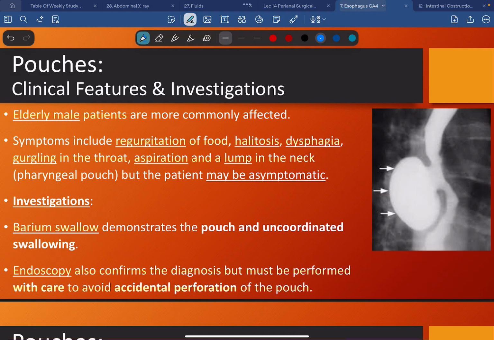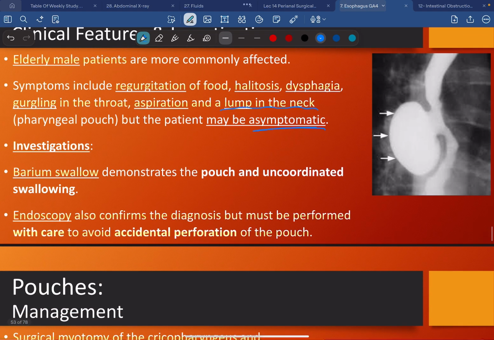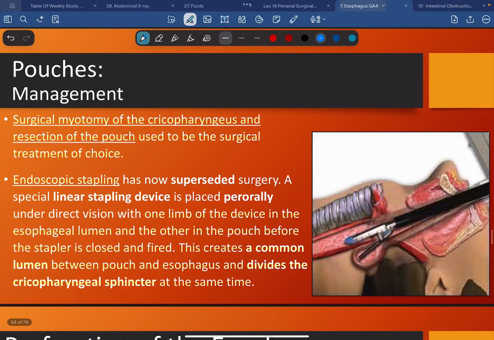And in some cases, it's completely asymptomatic. A contrast study will show the diverticulum, the pouch, and endoscopy confirms the findings, but should be done carefully to avoid any perforation. Treatment is by surgical myotomy of the cricopharyngeus and excision of the pouch.